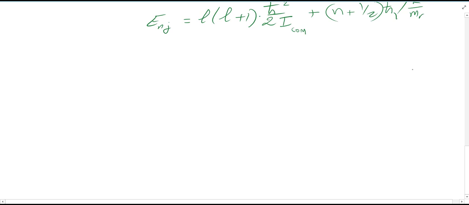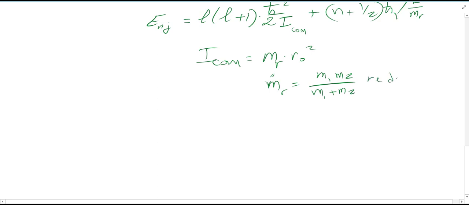Let's take, for example, the case of rotation and see how that moment of inertia around the center of mass really is going to be, in this case, that of the mass, the reduced mass, times r0 squared. So m_r in this case is the reduced mass. m_r is equal to the product of the two masses divided by the sum of the two masses. So that is exactly what the reduced mass is. So let's see where that expression comes from.